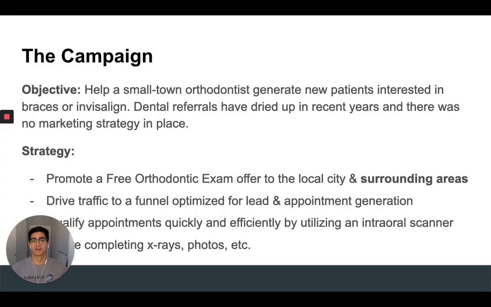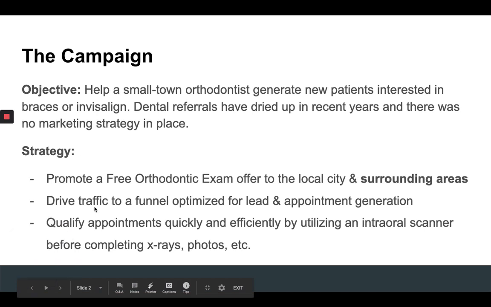I just want to give you guys a little bit of background on the campaign. Really, we had an orthodontist reach out to us looking for ways that he could go about generating new patients for his office. At one point he was heavily reliant on dental referrals, and he was actually able to sustain his business on dental referrals and word of mouth alone.